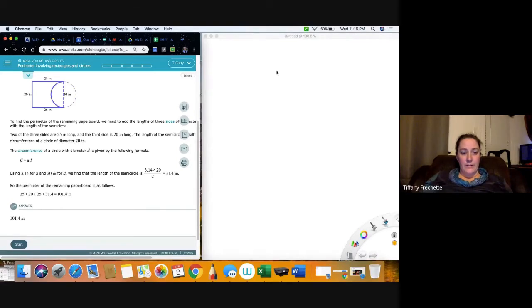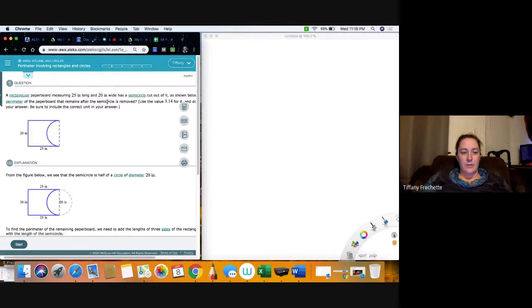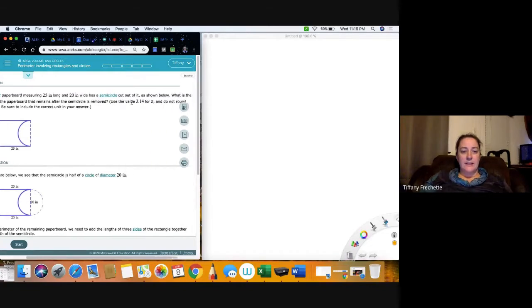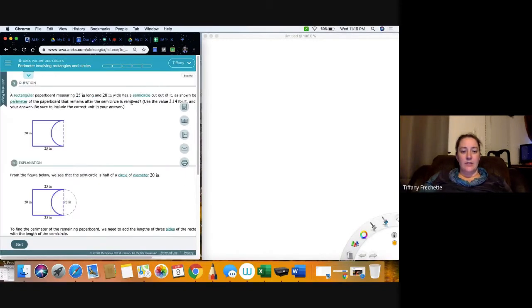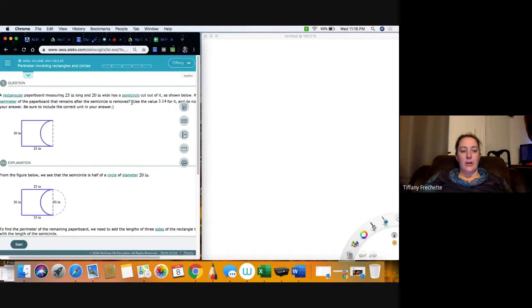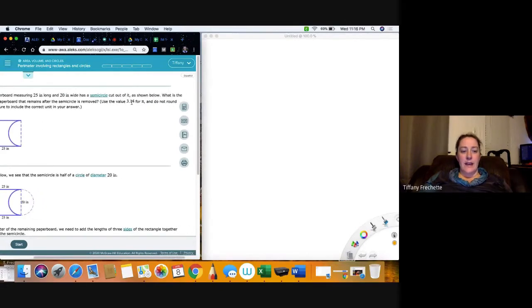Perimeter involving rectangles and circles. So this one goes: this is a rectangular paper board measuring 25 inches long and 20 inches wide, has a semicircle cut out of it, as shown below. What is the perimeter of the paper board that remains after the semicircle is removed?